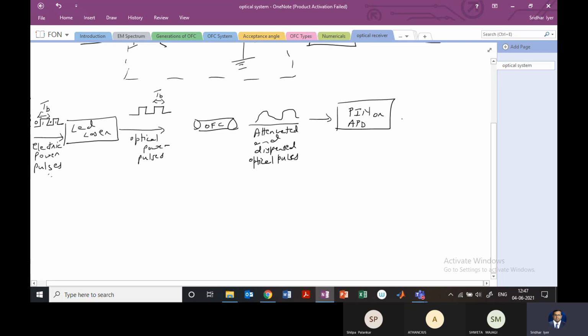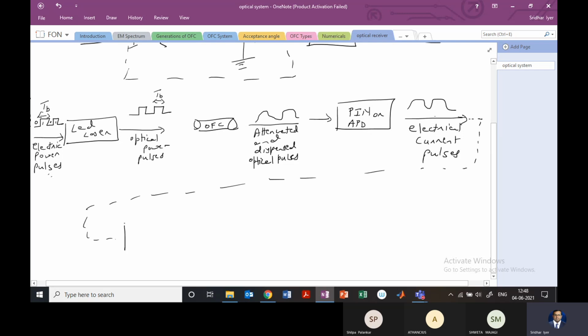Right. Now the pin and the APD is going to convert it into the corresponding electrical current pulses. Right. Now obviously that is not the output that we require. Therefore I'm going to dot it and bring these dots here and redraw.